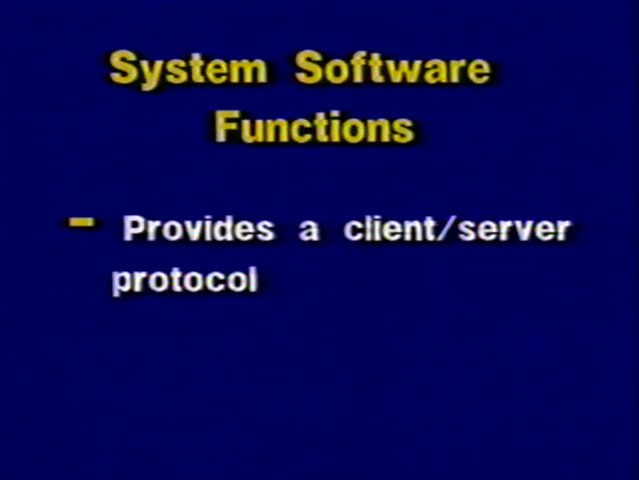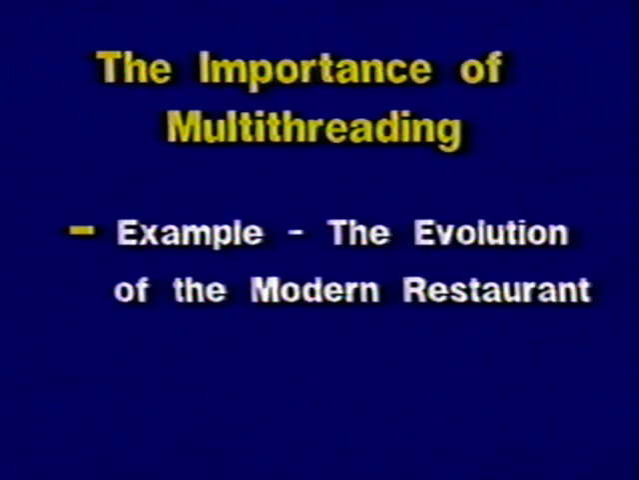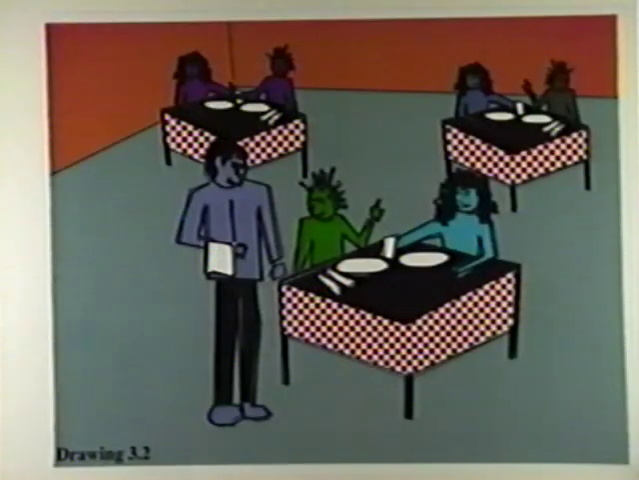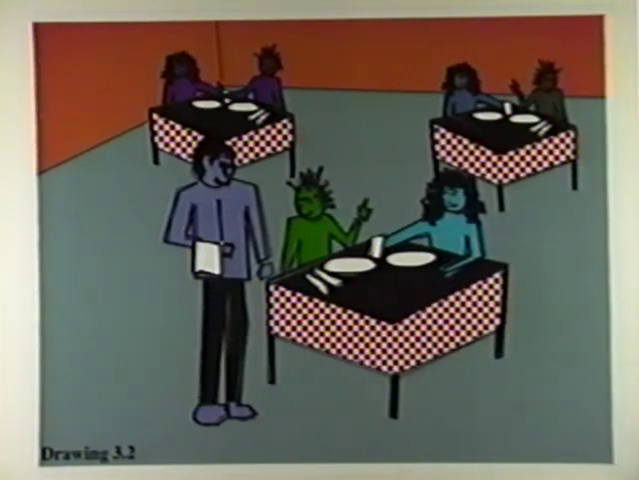So let's move on then to this concept of multitasking, or I also mentioned that it's sometimes called multi-threading. And to introduce this concept of multitasking, I would like to use a graphic here. I want to talk about the evolution of the modern restaurant. So what I'm going to do first is show you how restaurants used to operate.